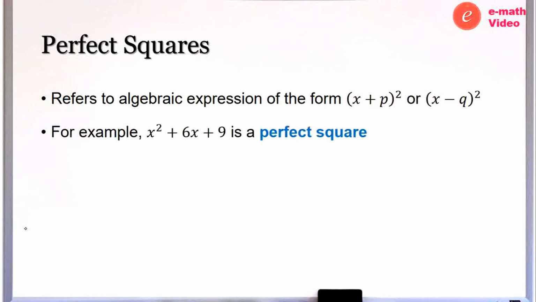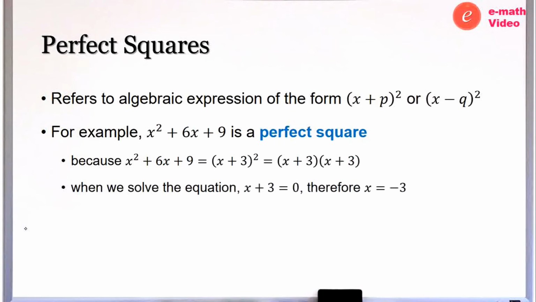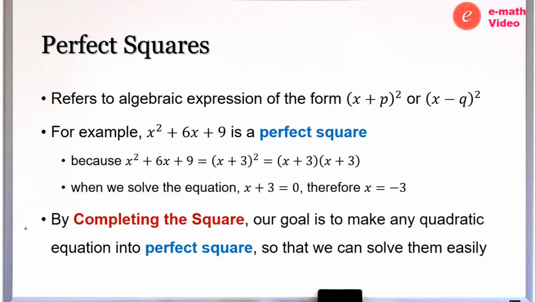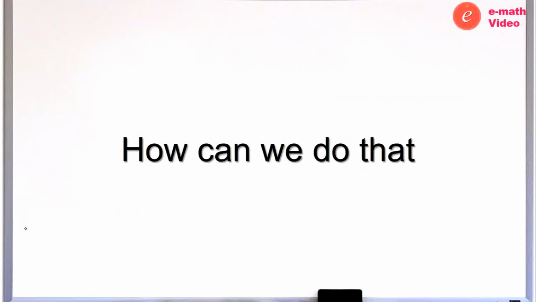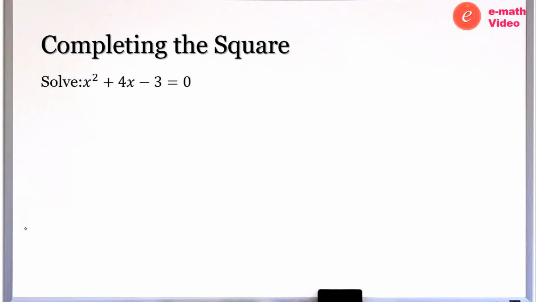For example, x squared plus 6x plus 9 is a perfect square because it can be factored into bracket x plus 3 squared. When we solve the equation, x plus 3 equals 0, so x equals negative 3. By completing the square, our goal is to make any quadratic equation into a perfect square so that we can solve them easily. But how can we do that? We'll try on the question from earlier.